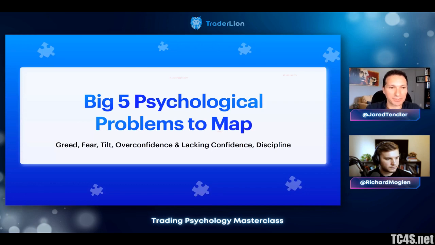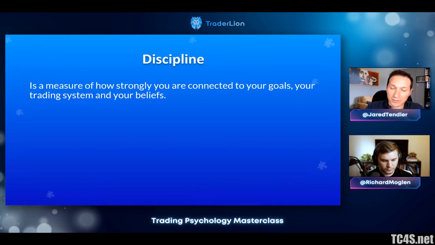I've talked about this already a few times before. The big five psychological problems, this is where the bulk of our focus is going to be: the greed, fear, tilt, overconfidence, lacking confidence, and discipline. So I'm going to start out with discipline, which is the opposite of how I did in the book, because discipline is something that I think many of you get wrong.